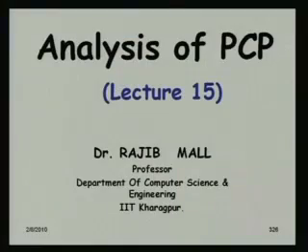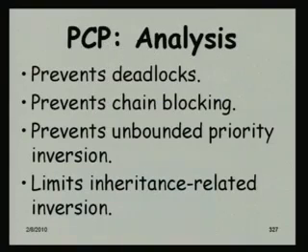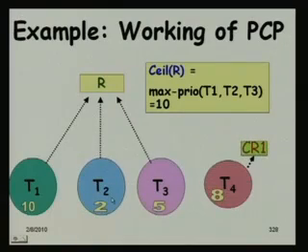Let us try to analyze the priority ceiling protocol, its advantages, disadvantages, some examples, and before that we will look at an example of how the priority ceiling protocol works. We will also try to establish these results: how deadlock is prevented here, how chain blocking is prevented, how unbounded priority inversion is prevented, and how inheritance related inversion is limited. So, first let us look at an example of working of the priority ceiling protocol.